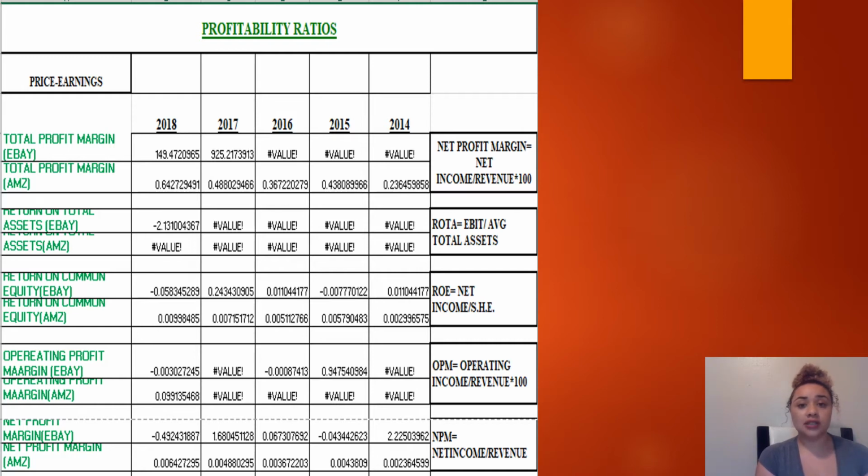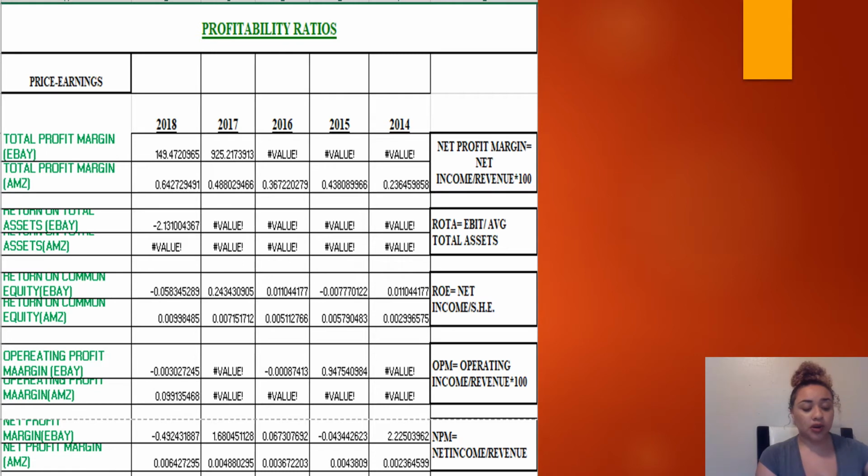The return on total assets is calculated by dividing the EBIT by the average total assets. The ROE is the net income divided by the shareholders' equity. The OPM is the operating income divided by the revenue times 100. The NPM is the net income divided by the revenue. These ratios are all going to be from 2018 to 2014.